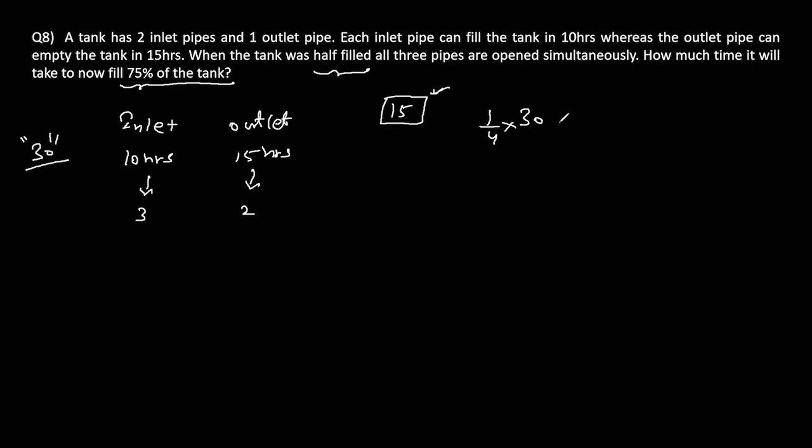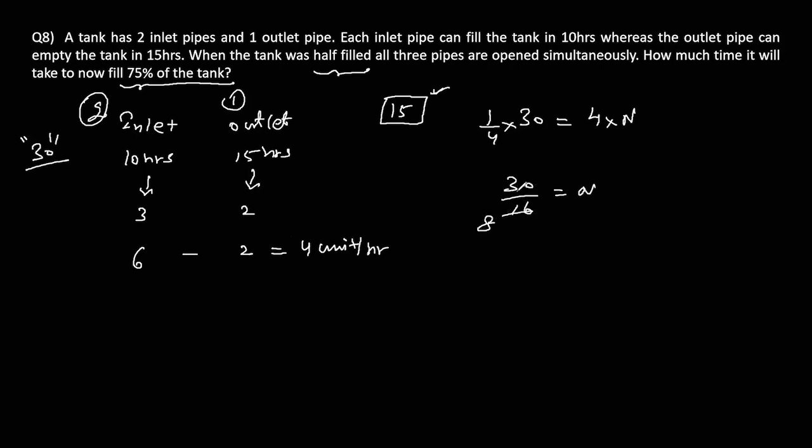And this has to be done by 2 inlet pipes and 1 outlet pipe. So 2 inlet pipes will do 6 units and 1 outlet pipe will remove 2 units. So the effective number of units left over will be 4 units per hour, right? So 4 into the number of hours should then be equal to 30 divided by 4. So the answer should be 30 by 16 as the number of hours, right?